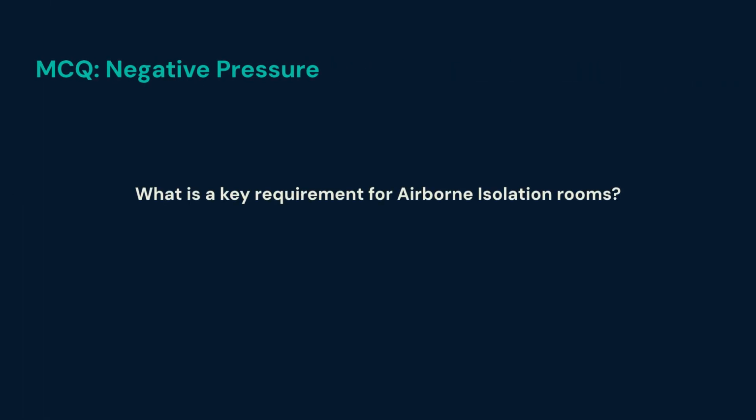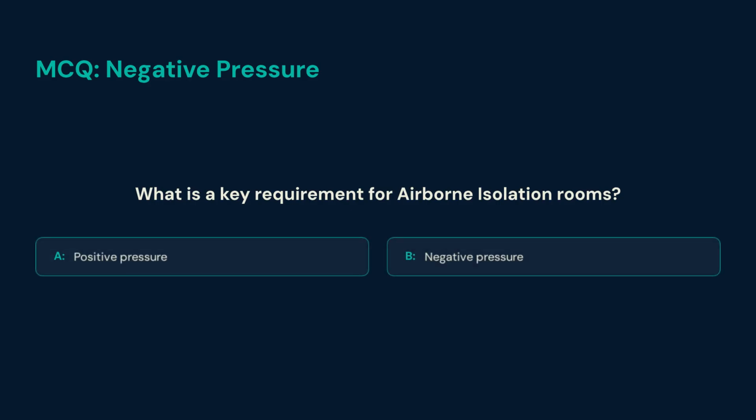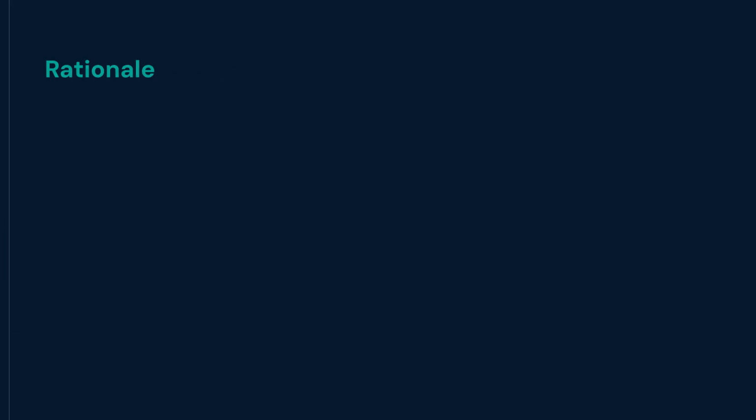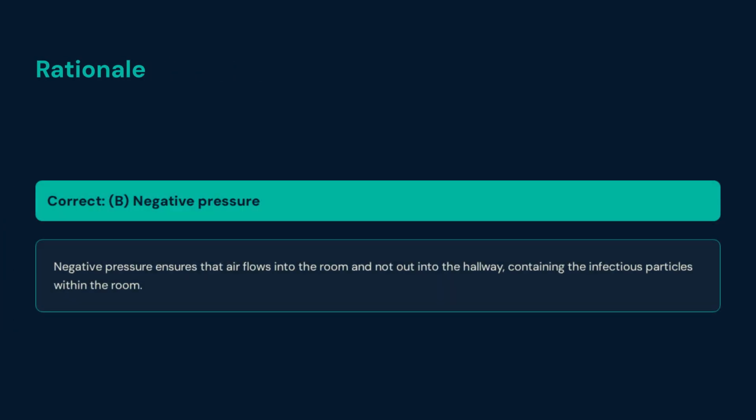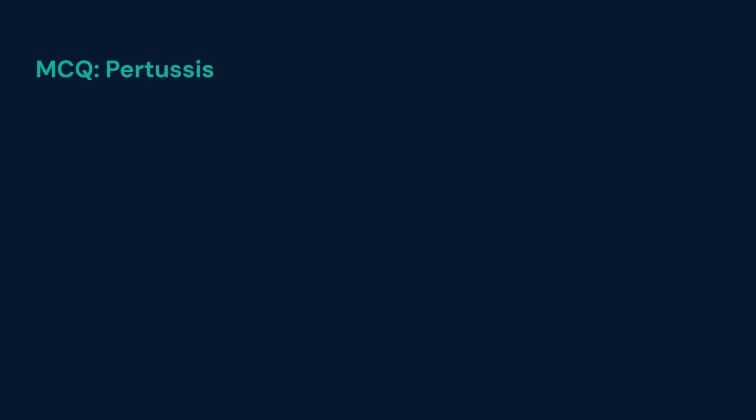Next, let's look at negative pressure rooms. What is a key requirement for airborne isolation rooms? A. Positive pressure, B. Negative pressure, C. Neutral pressure, or D. HEPA filter? The correct answer is B. Negative pressure. This ensures that air flows into the room rather than out, preventing the spread of airborne infectious agents to other areas.